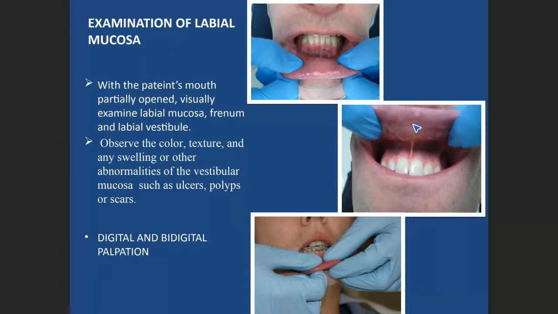Same for the upper labial mucosa and the labial frenum, and check for any kind of color, texture, any swelling or any abnormalities like ulcer, red lesion, white lesion. You should check, and always do the bidigital palpation to look for any kind of lumps or swelling if it is there. Bidigital or bimanual palpation is that one hand of your finger is inside and the other hand is outside. This is bidigital palpation.